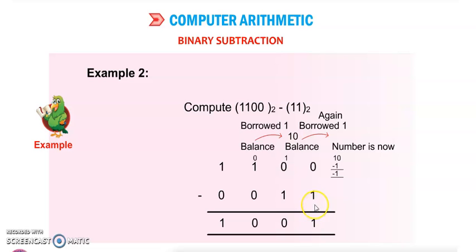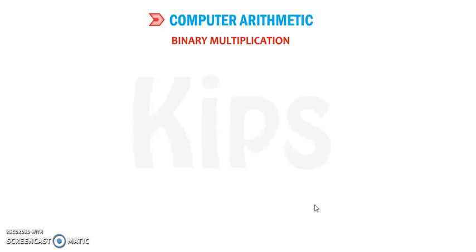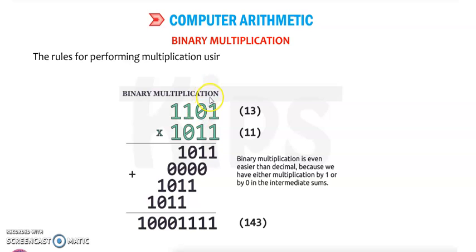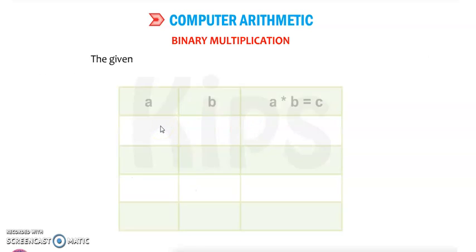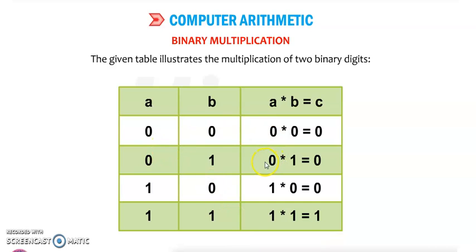Now the next topic is binary multiplication. The rules for performing multiplication using binary numbers are the same as those of decimal numbers. You have to understand this table of rules. 0 multiplied by 0 is 0, 0 into 1 is 0, 1 into 0 is 0, and 1 into 1 is 1. So I will explain the examples.